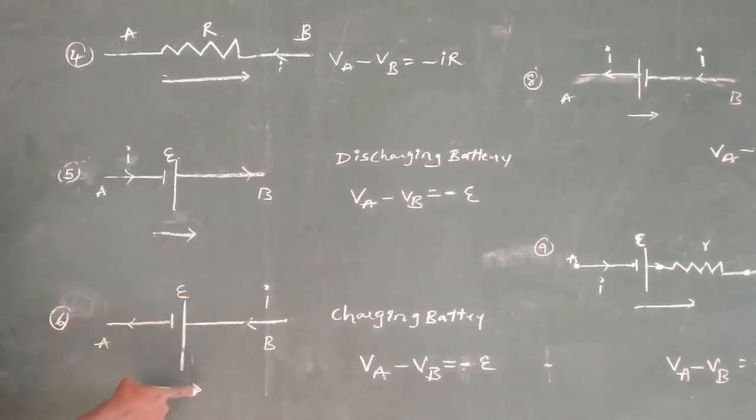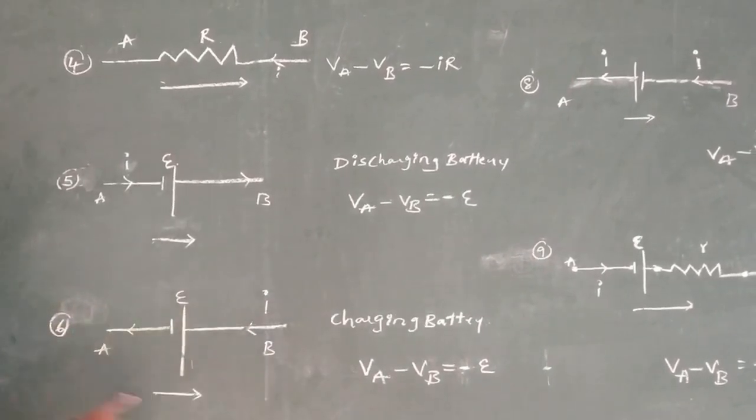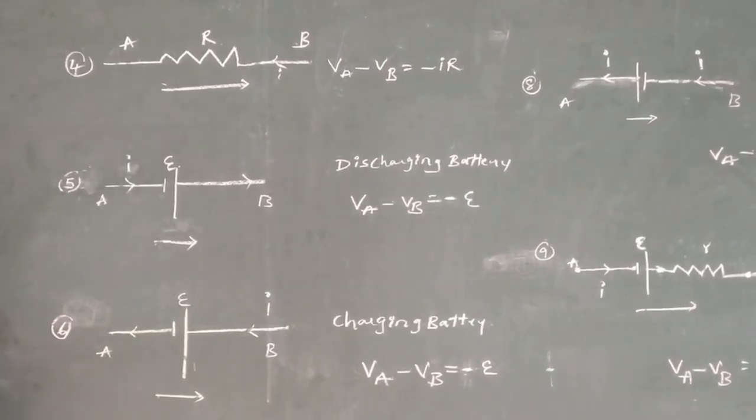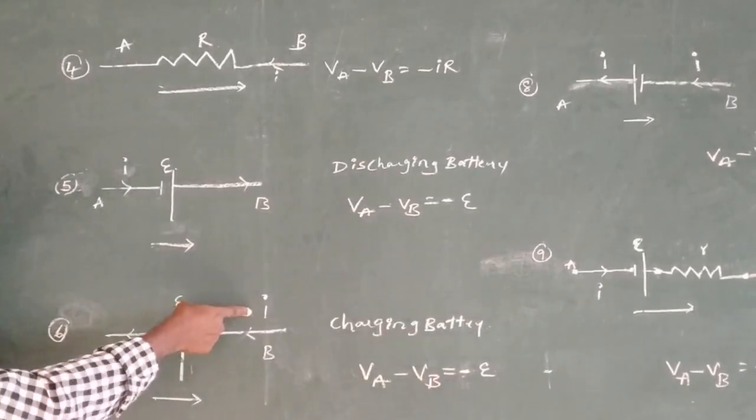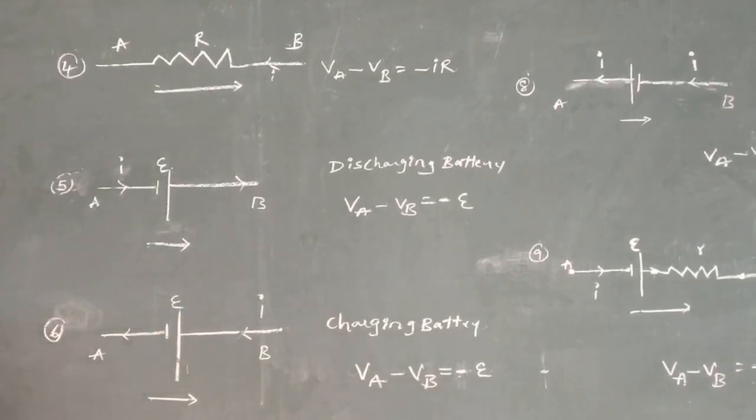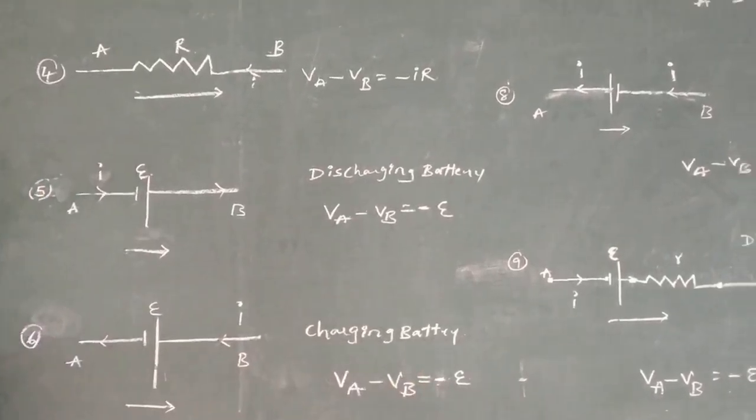In the next diagram, current is moving from higher potential to lower potential. But current is opposite to the direction. So this circuit diagram represents the charging battery. So VA minus VB is equal to minus epsilon. Current and direction both are in the opposite direction. So VA minus VB is equal to minus epsilon.